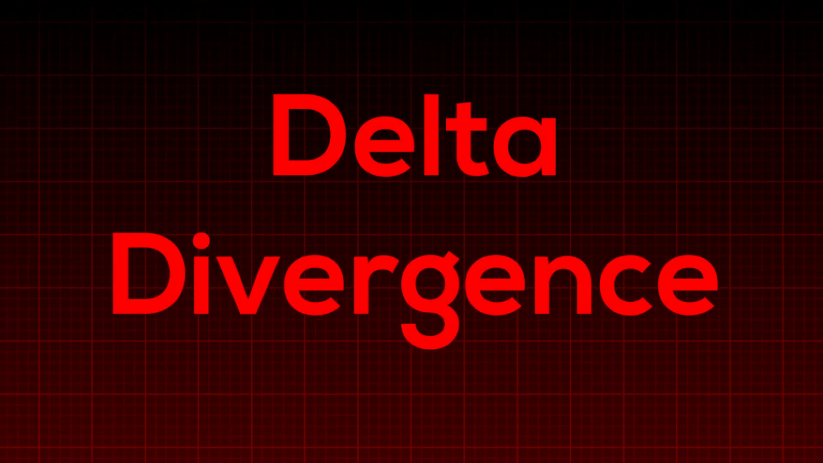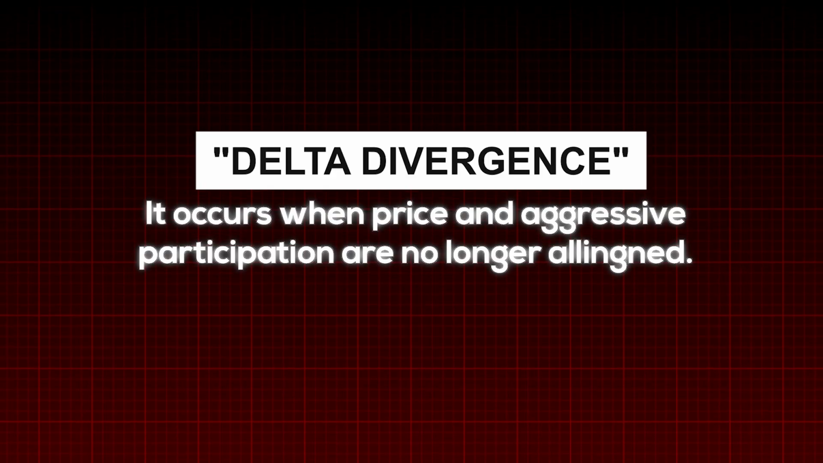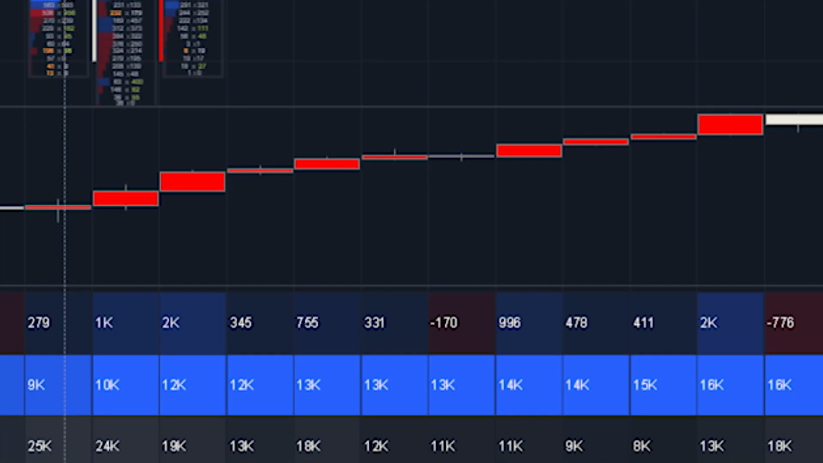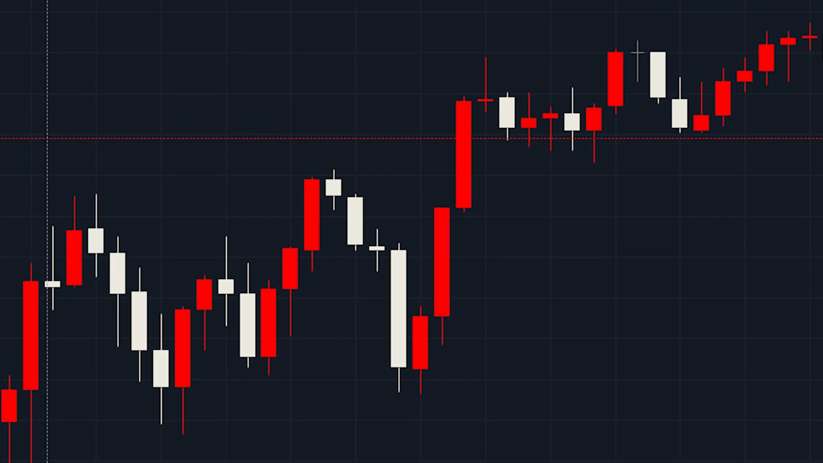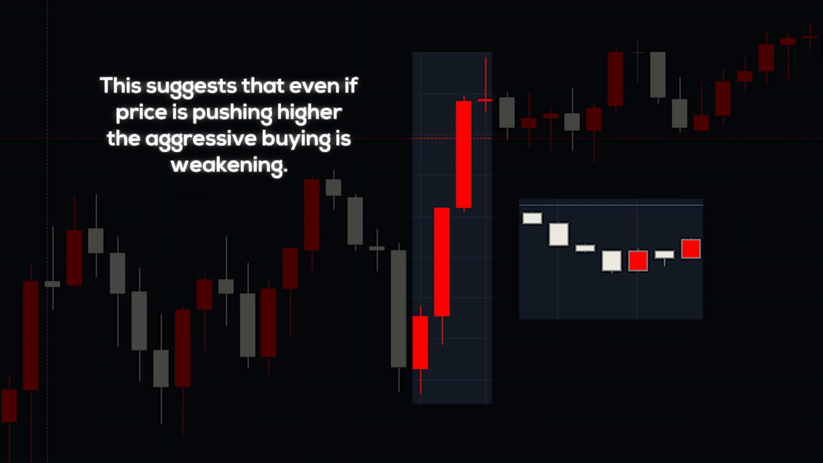Now let's talk about delta divergence. Delta divergence occurs when price and aggressive participation are no longer aligned. Remember, delta measures initiative aggression. Price measures outcome. A divergence appears when one is moving in one direction while the other is not confirming it. For example, price makes a new high, but delta, or cumulative delta, fails to make a new high. This suggests that although price is pushing higher, the aggressive buying behind the move is weakening.